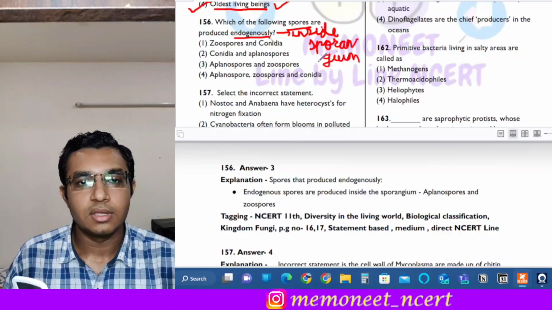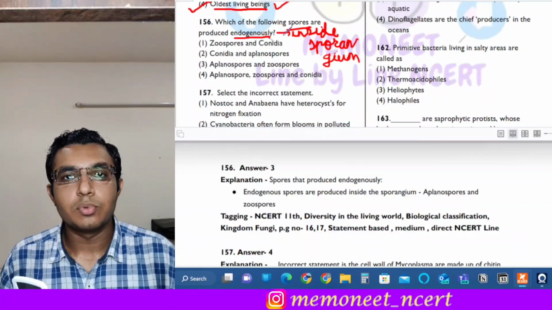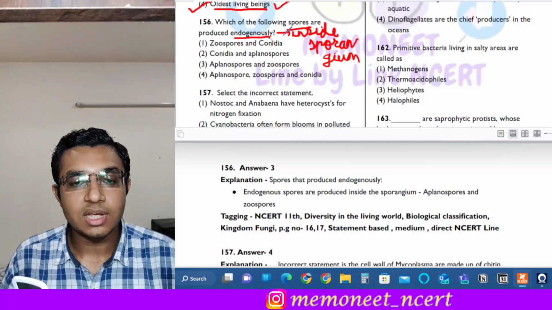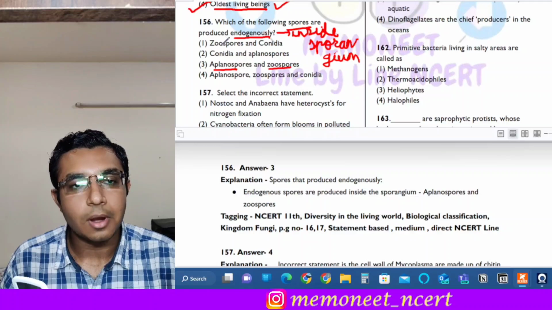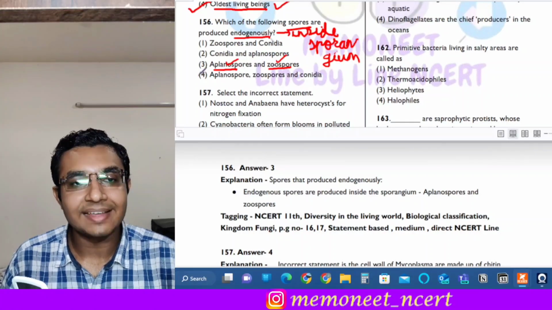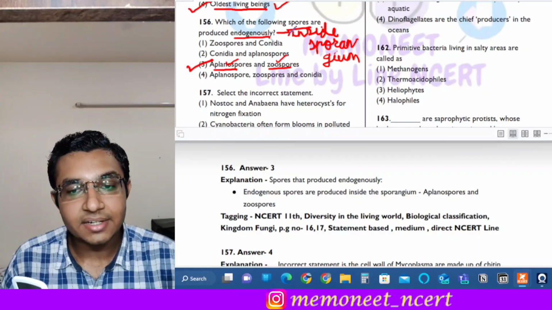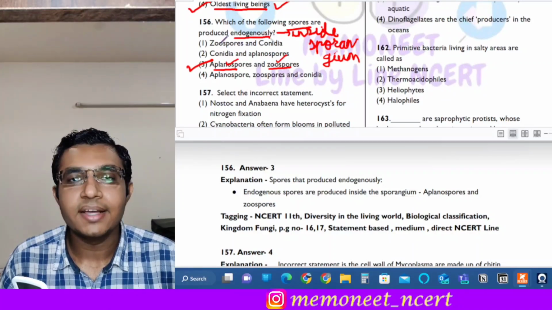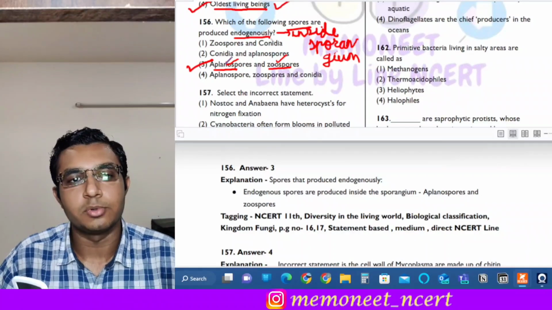Okay, so now see, if you know that the endogenous spores, the examples of endogenous spores are what? These are the aplanospores and the zoospores. Okay, so among the following options, the aplanospores and the zoospores are the examples of the spores which are produced endogenously, means inside the sporangium. So the correct answer to this question will be option 3, that is aplanospores and the zoospores.